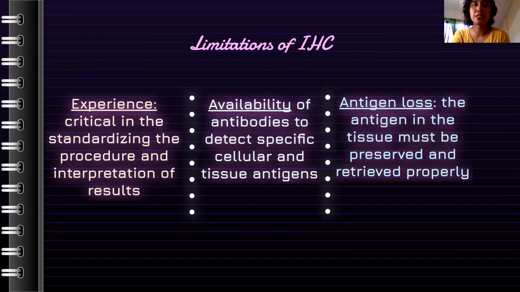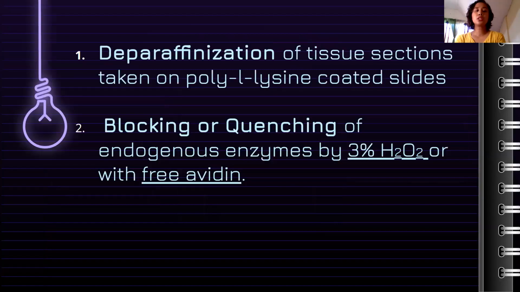So, guys, these are the tests, the procedures on how we process your immunohistochemistry. This is an overview. First is the deparaffinization. So we remove the paraffin.